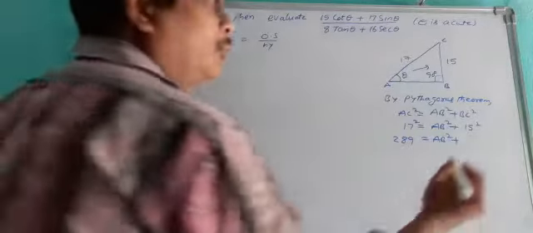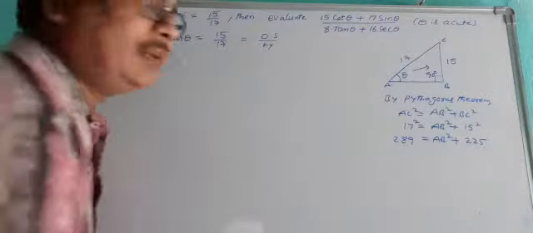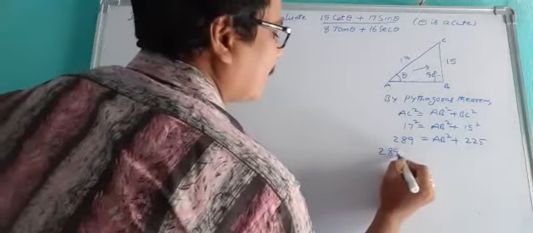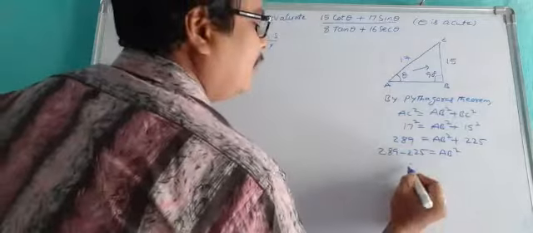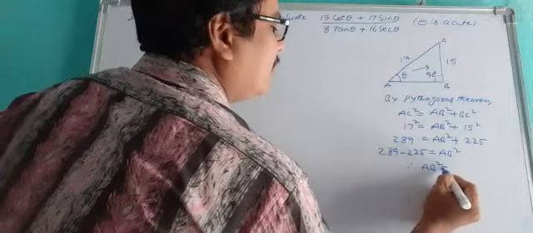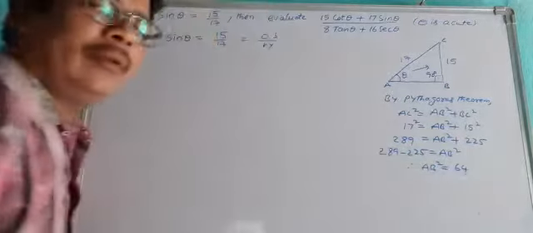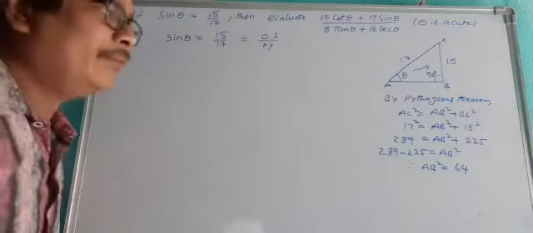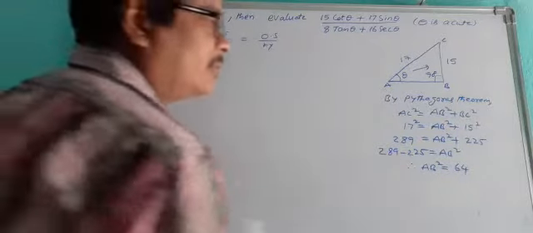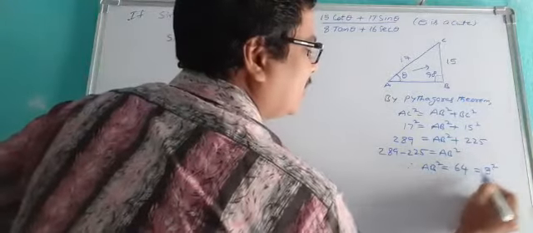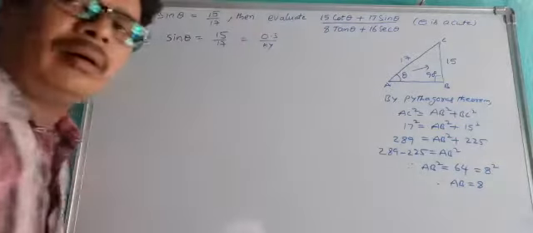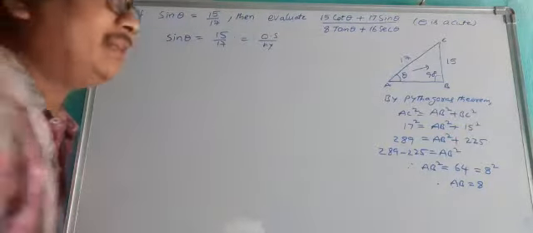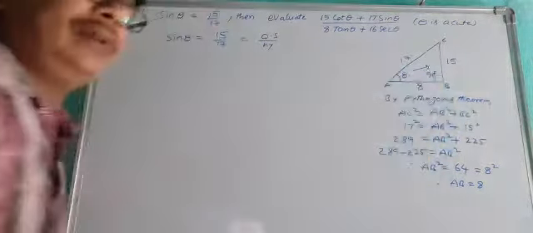17 square is 289, equal to AB square plus 15 square. 15 square is 225. By transposition, minus 225, equal to AB square. So AB square equal to 64. 289 minus 225 equals 64. 64 means 8 square. Therefore AB equal to how many units? 8 units. So here AB equal to 8 units.